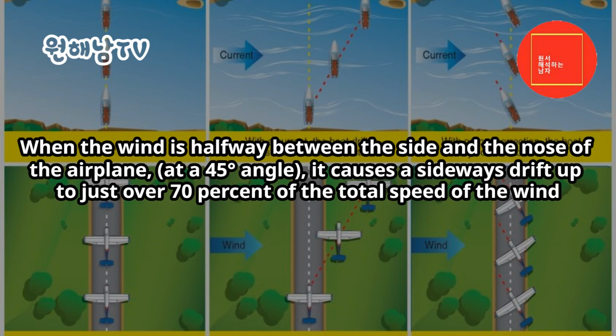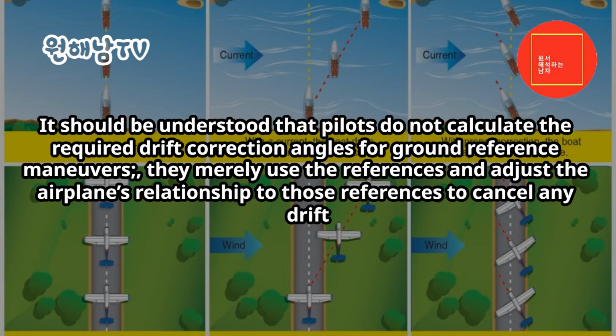When the wind is halfway between the side and the nose of the airplane, at a 45 degree angle, it causes a sideways drift up to just over 70% of the total speed of the wind. It should be understood that pilots do not calculate the required drift correction angles for ground reference maneuvers, they merely use the references and adjust the airplane's relationship to those references to cancel any drift.